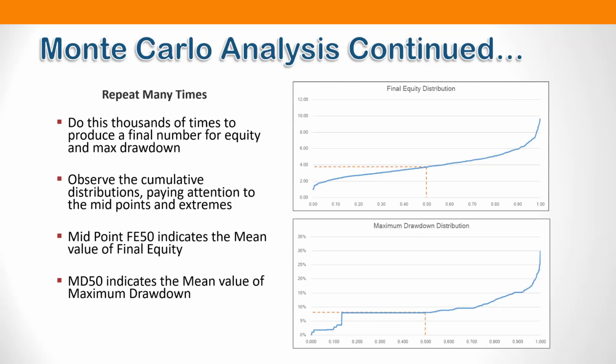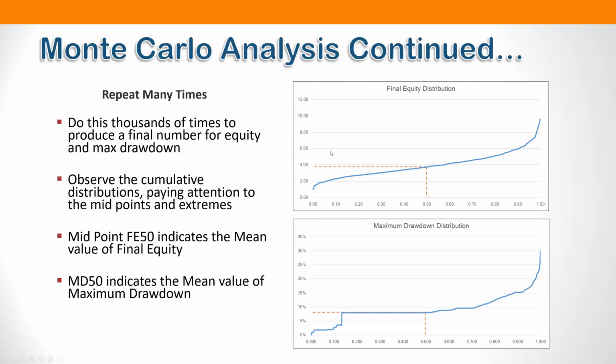So you've produced one particular sequence, that's great, but then you repeat that many, many times. You do it thousands of times, and you produce a final number for equity and a max drawdown, which is also important with a trading system. And then you plot the cumulative distributions, paying attention to the midpoints and the extremes.